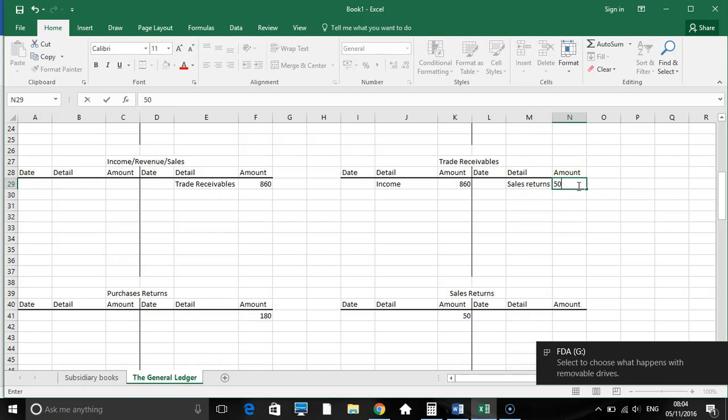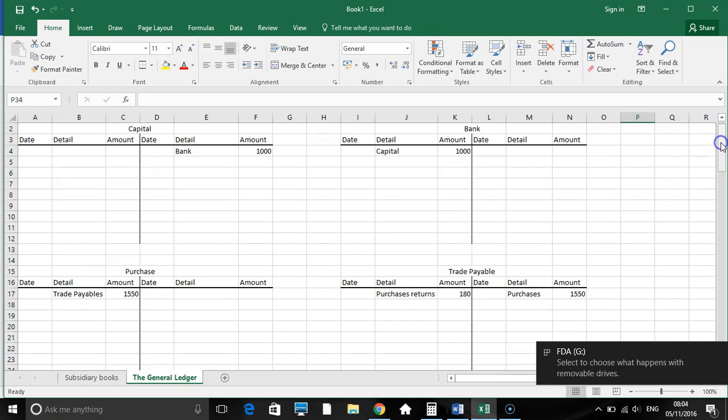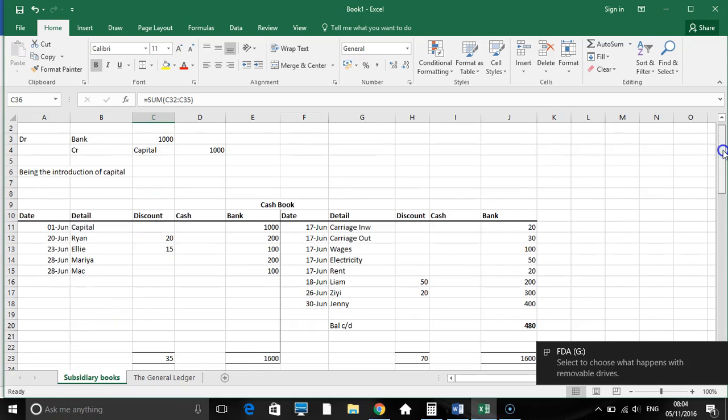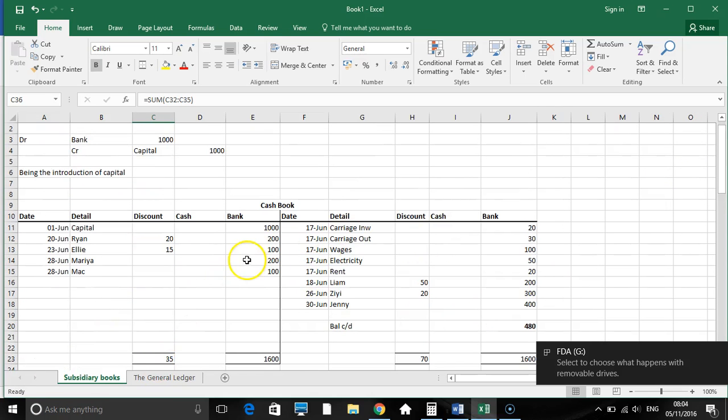And we have 50. Pretty good. So we've done, if you like, all the credit movements, so to speak. Now we need to go back to the last subsidiary book that we're dealing with, and that's our cash book. Because this is a source, this is a subsidiary book. Stuff has happened. We've dealt with capital.